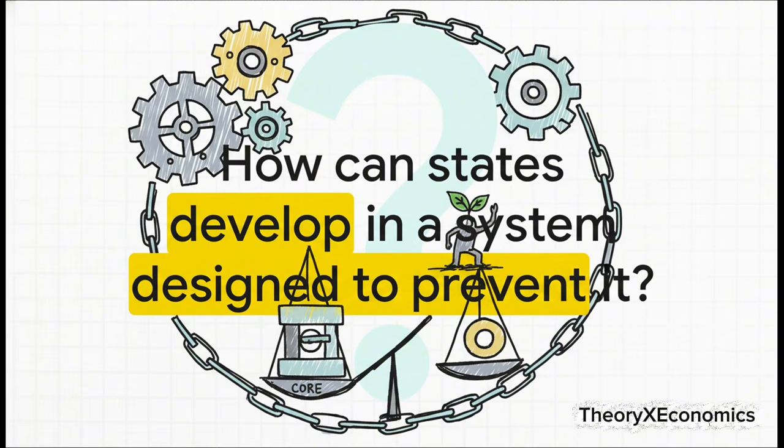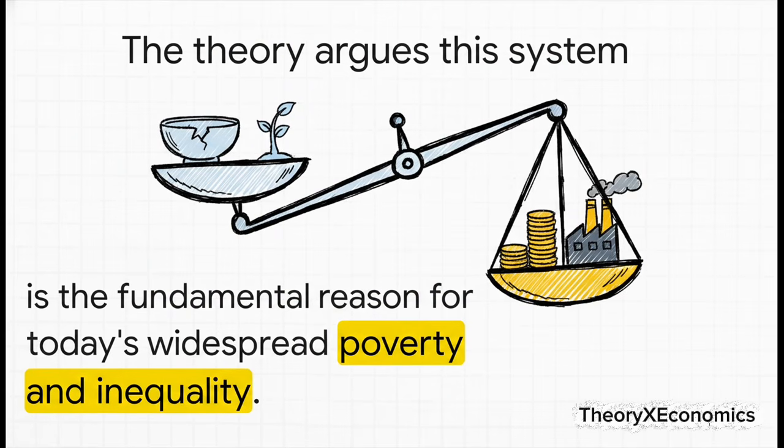I mean, think about it. If the whole game is rigged against you, if the system itself is designed to keep you down, how on earth is any country supposed to break out of that cycle and actually develop on its own terms? And this is exactly why dependency theory, even though it's decades old, is still so relevant. Its supporters say it offers a powerful explanation for why, even after all the talk about globalization, we still see such deep poverty and just staggering inequality all over the world.